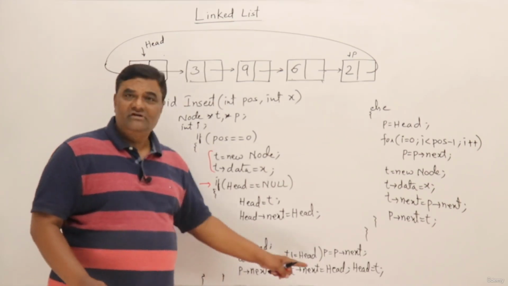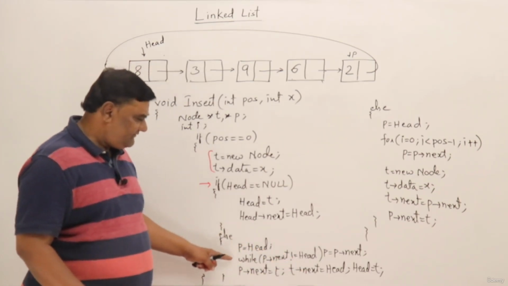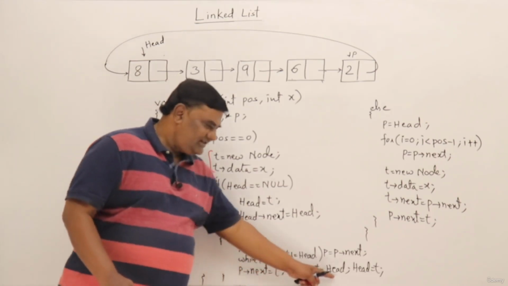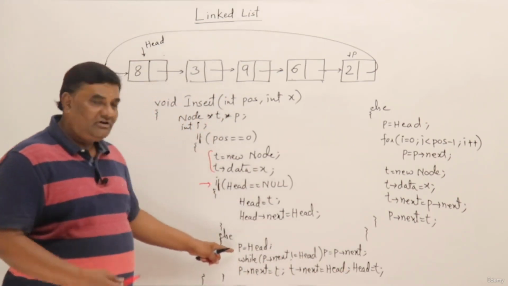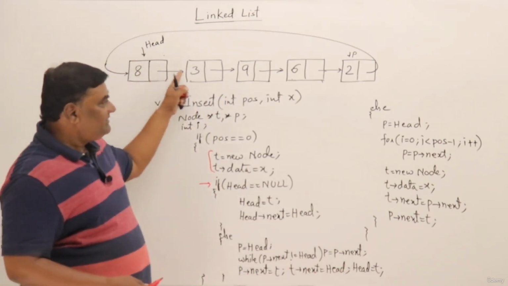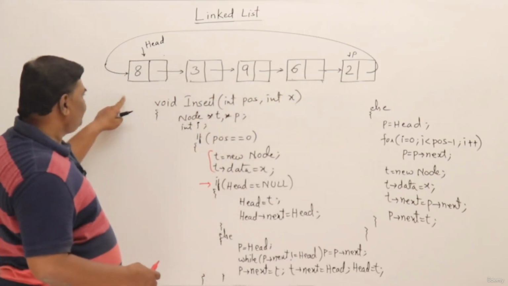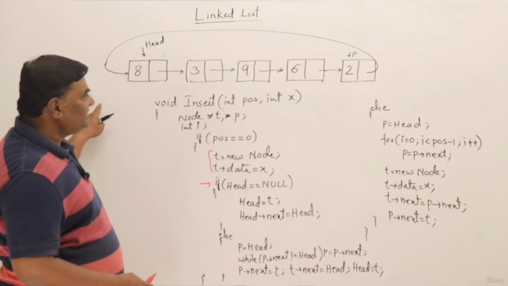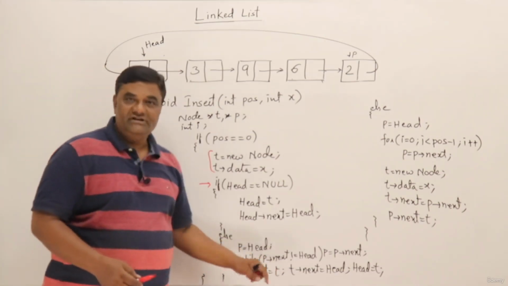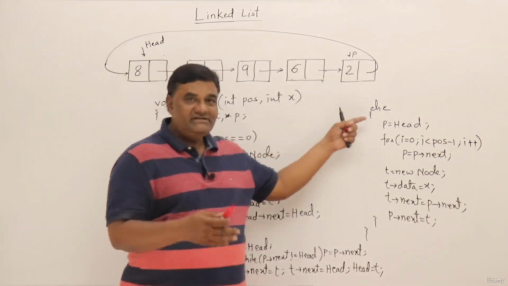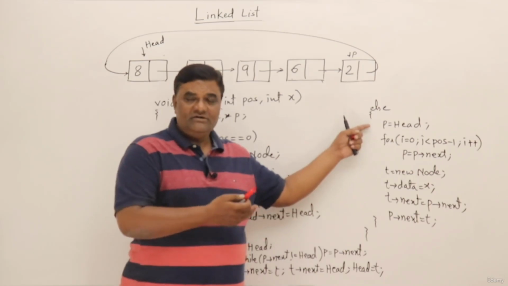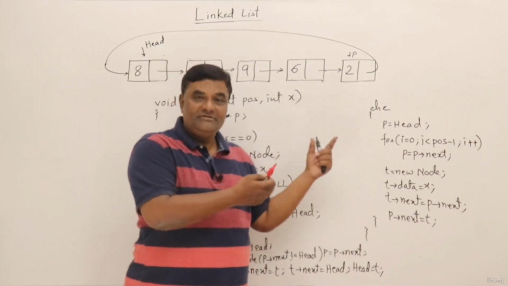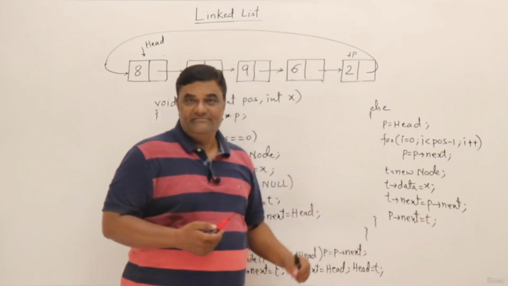Otherwise, the procedure already I have shown you. There is no space, so I have combined more than one statement in a single line. So already you have seen the procedure. You should take P till the last node and this node should point on head and that last node should point on new node T. So all that procedure I have shown here. Else, if there is any other position, then this is the regular code for inserting a new node at any given position. So the same code is there.